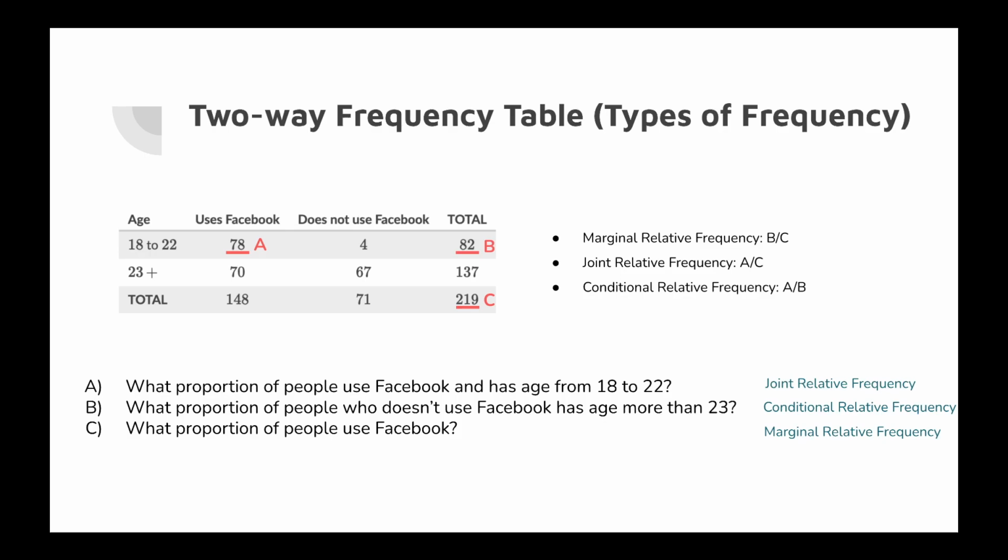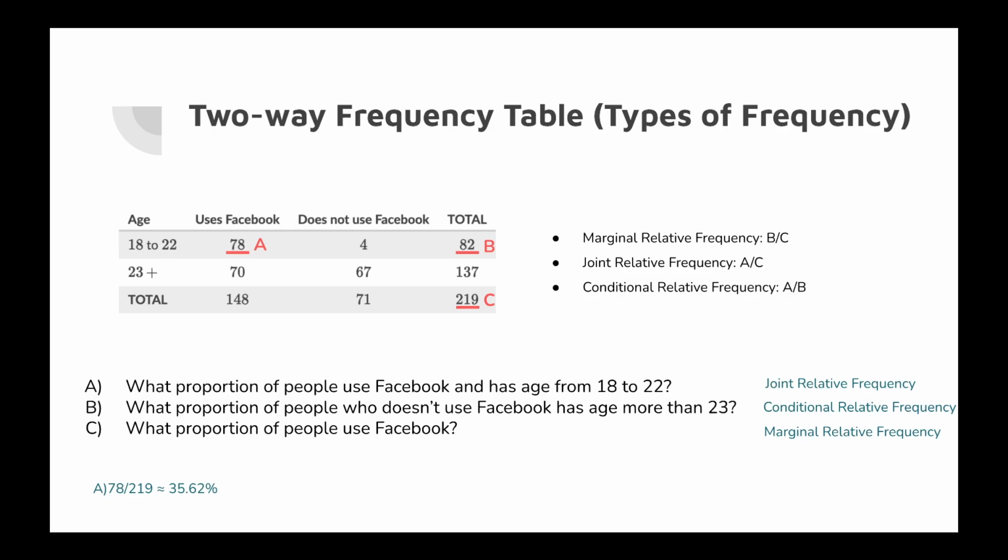Now let's calculate the proportion. So the first one, what proportion of people use Facebook and has age from 18 to 22? Since it is joint relative frequency, we have to divide a specific number by the total sum. In this case, we have to divide 78 by 219, which is about 35.62%.